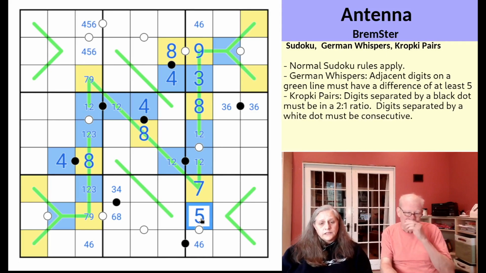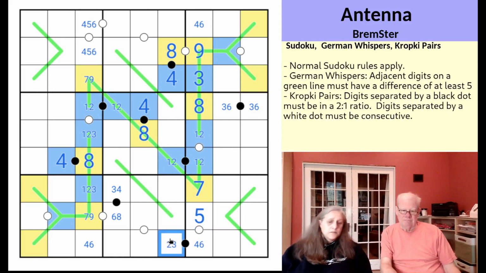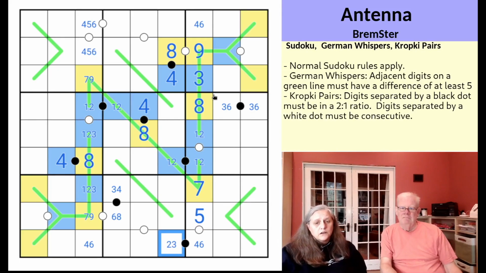So now, next to that 4, 6 on that Kropki, for the 4 it would be 2 or 8, but there's already an 8 in the column, and for the 6 we would have to pair up with a 3. Awesome. Okay, so that is 1, 2. It can't be a 4 because it would have to have 9s in all 3 yellow cells.